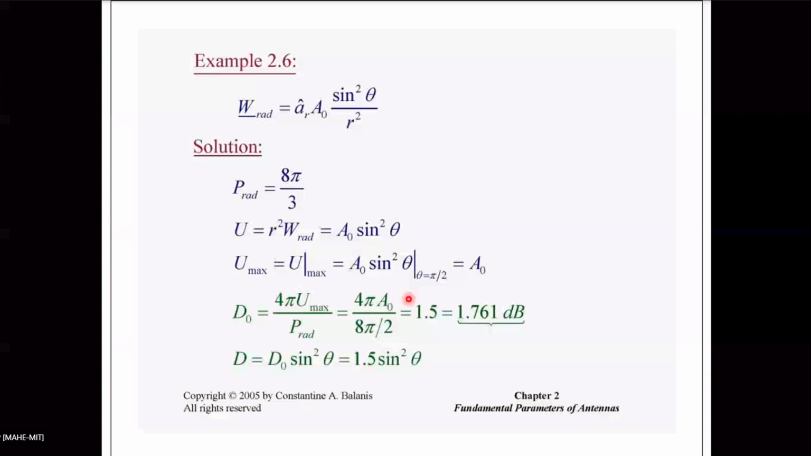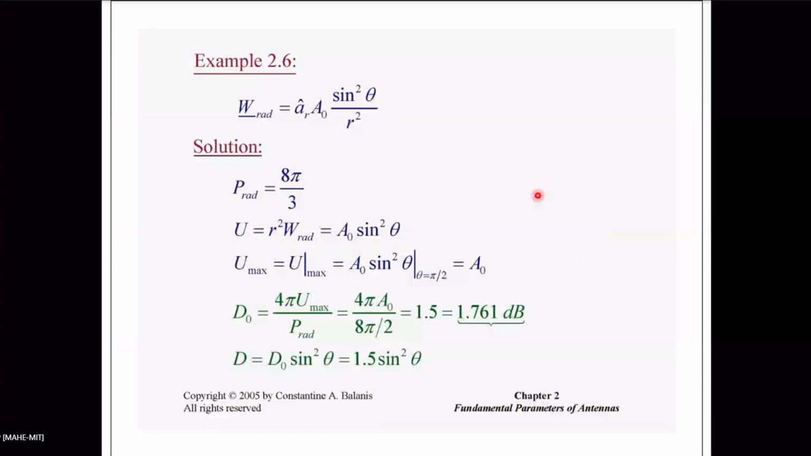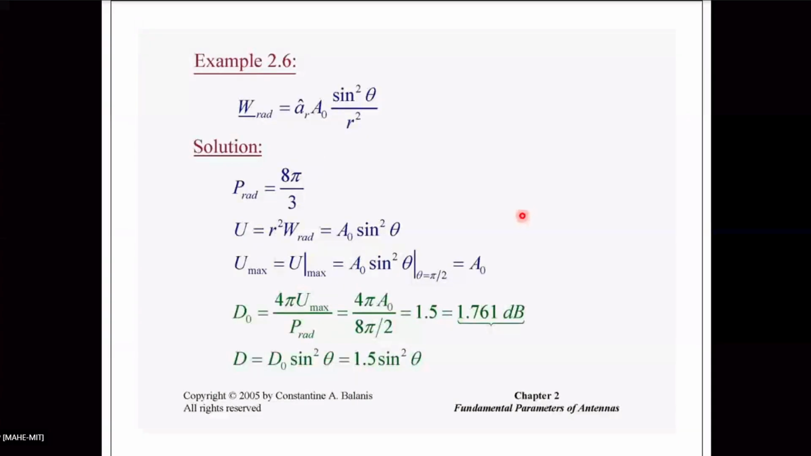Sir, I think the power radiation you have written is wrong. It's 8 pi by 3 A naught. Yes, A naught is missing there. It is a mistake in the slide. Sorry. Is it okay now? Yes, sir.